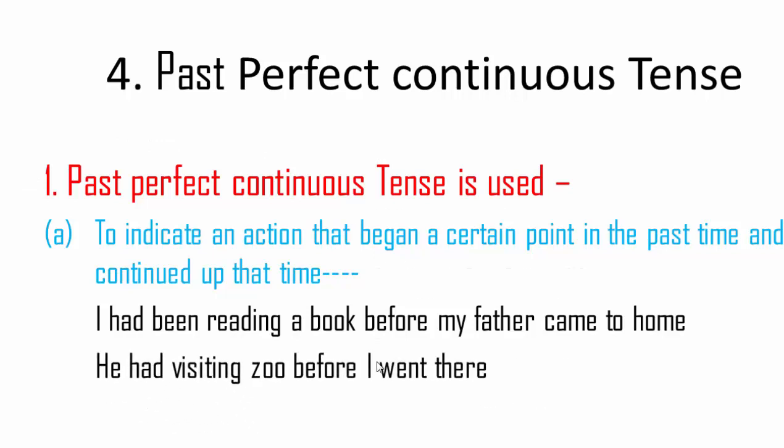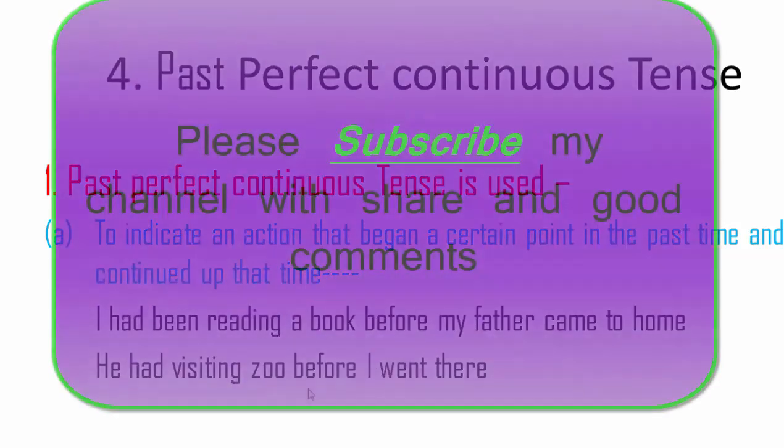Next, he had visited the zoo before I went there. I went there in the past, and before this event, he had been visiting the zoo. Okay, this is the example of past perfect continuous tense. It was going on for some time.